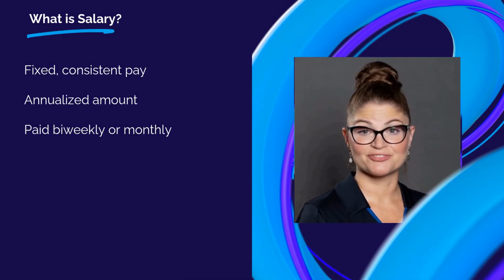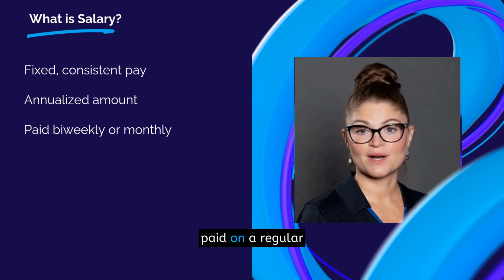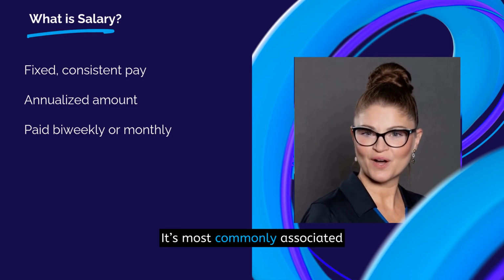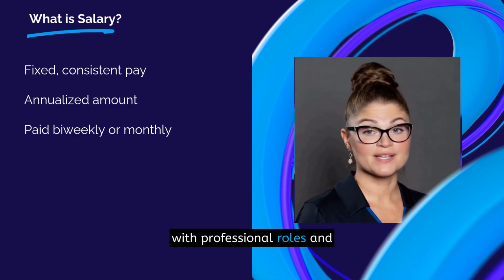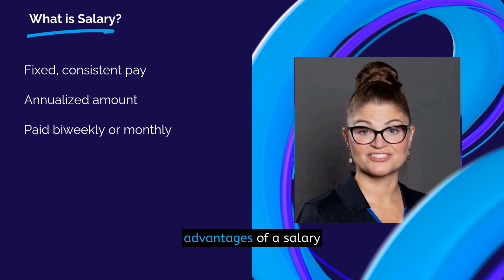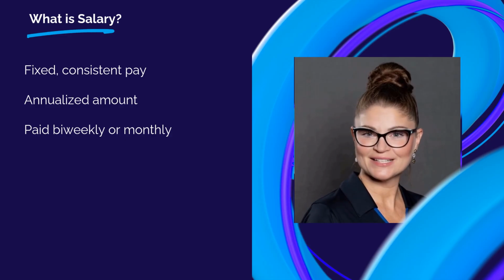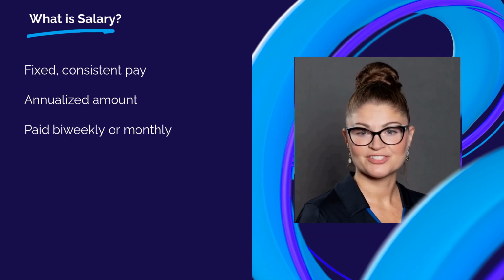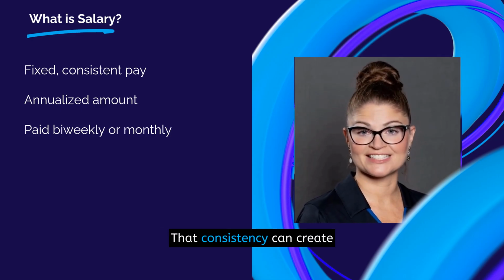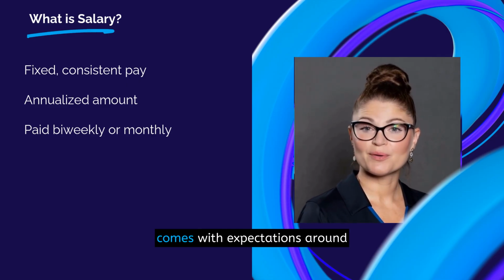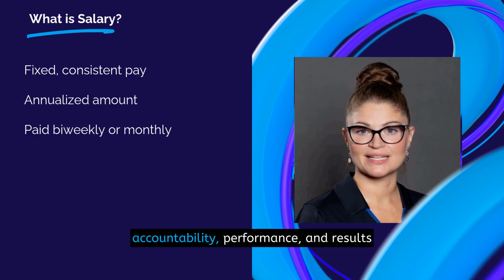A salary is a fixed amount of compensation paid on a regular schedule, typically expressed as an annual figure. It's most commonly associated with professional roles and is usually distributed bi-weekly or monthly. One of the key advantages of a salary structure is consistency. Employees know what they will earn each pay period, regardless of fluctuations in workload or hours worked. That consistency can create a sense of stability and predictability. But it also comes with expectations around accountability, performance, and results rather than time spent.